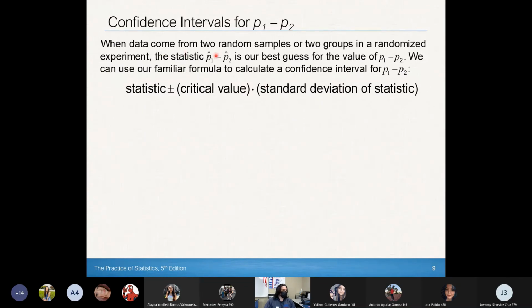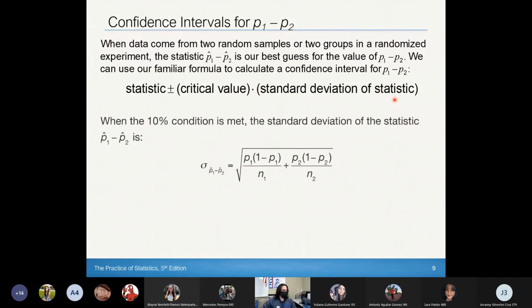So when data come from two random samples or two groups in a randomized experiment, the statistic p hat 1 minus p hat 2 is our best guess for the value of p1 minus p2. We can use our familiar formula to calculate a confidence interval for p1 minus p2. Again, statistic plus or minus critical value times the standard deviation of the statistic. So when the 10% condition is met, the standard deviation of the statistic p hat 1 minus p hat 2 is the same thing that we just saw in the previous example, right?